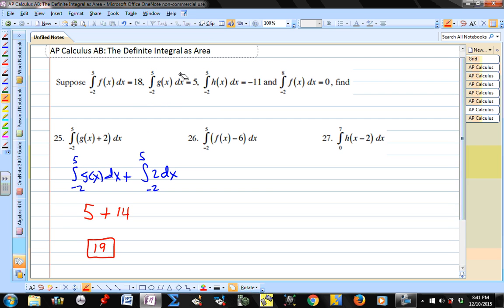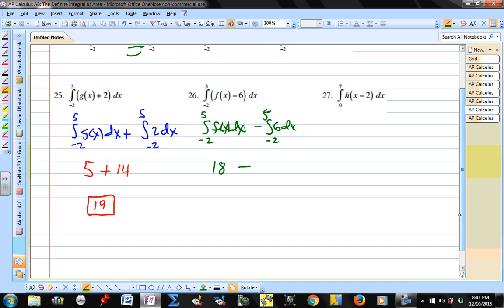Okay. Number 26, we're integrating f minus 6. We're going to think of this as the integral of f, and then either minus the integral of 6, or you can think of this as plus the integral of negative 6, however you think about it. Let's go to work. The integral of f from negative 2 to 5 is provided, no big deal. Now we're going to subtract the integral of 6 from negative 2 to 5.